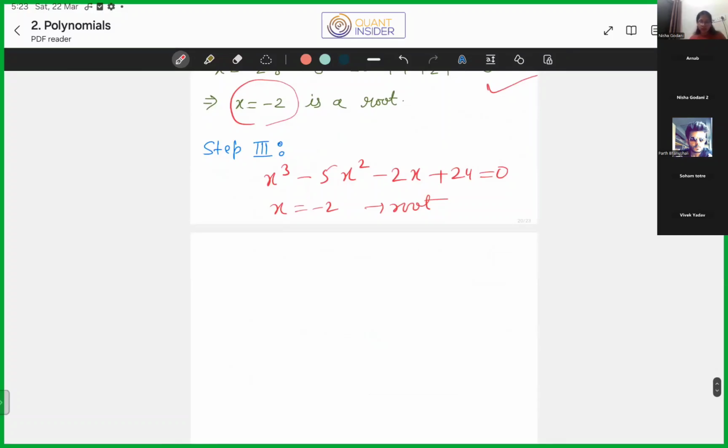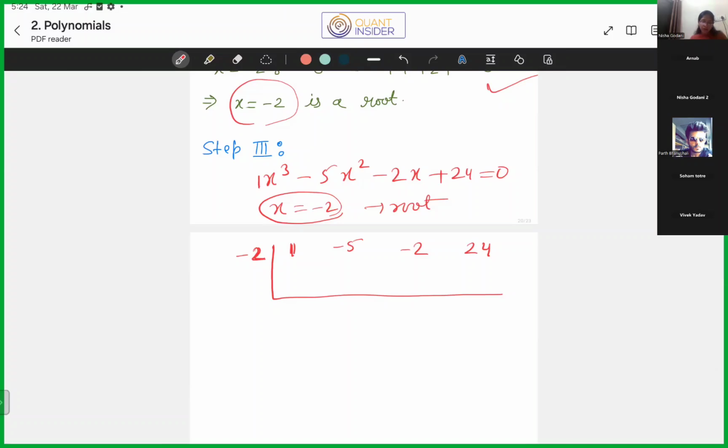Okay, so if one root is known, in synthetic division, what to do? You have to draw a line like this. Then you have to write the coefficients of the given cubic equation. The coefficient of x cube is 1. The coefficient of x square is minus 5. The coefficient of x is minus 2. Then the constant term is 24. And outside you will write minus 2. From where does it come? This is minus 2 because x equal to minus 2 is the root. So we will put this minus 2 outside.